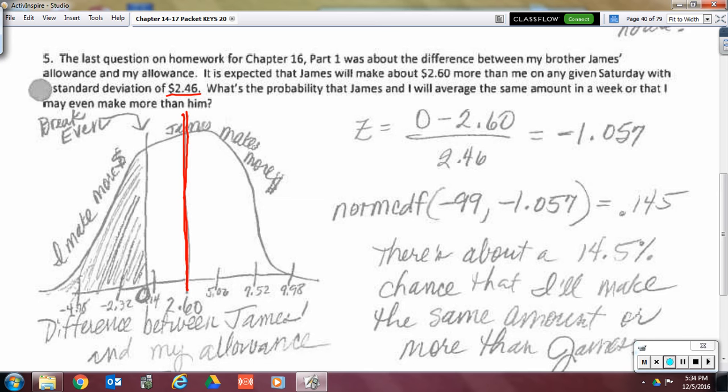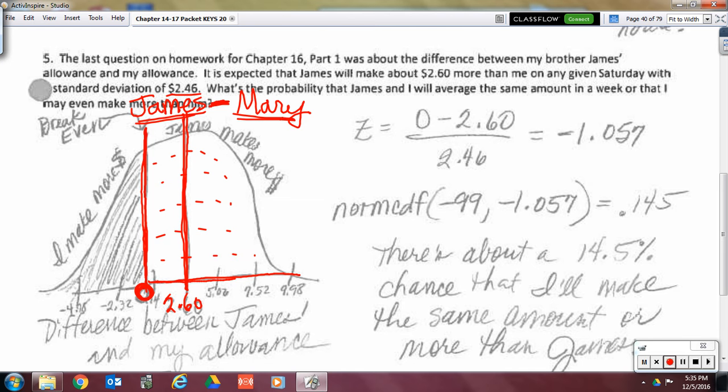Remember that this is a chart of James minus Mary. This is an allowance chart of the difference, so James minus Mary. It's really important that you know which way you are subtracting. On average, this number, 2.60, says that he is making $2.60 more than I am. Here's the break-even point at an x value of 0, which means he and I make the same amount on average. Over on this side, where it is positive, James is making more than me because this subtraction is a positive number.